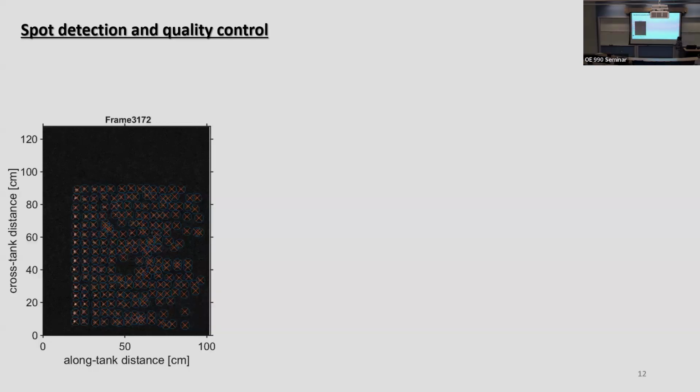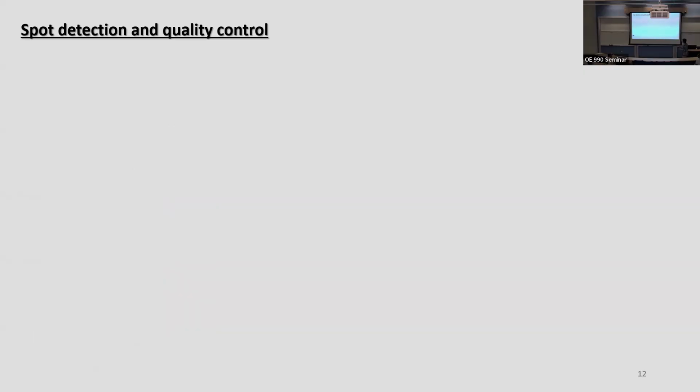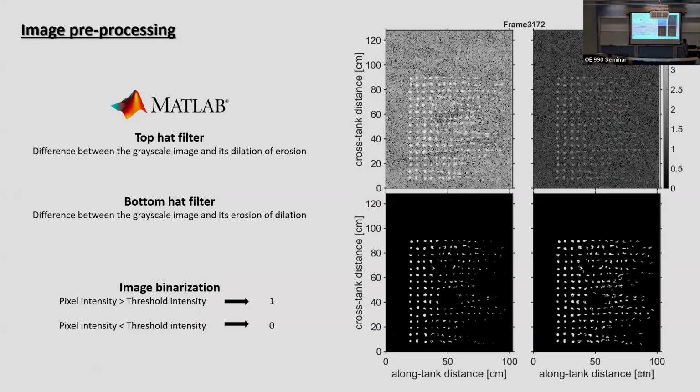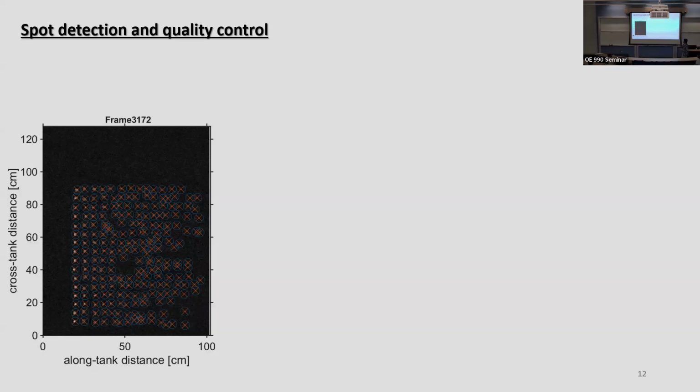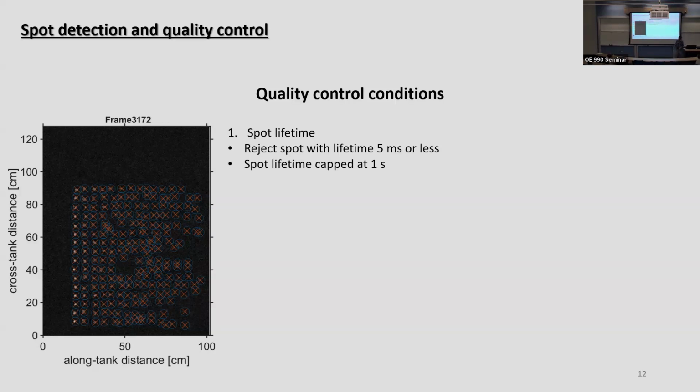Now, this is the plot that I just showed, or this is this plot right here. This is the detected version of it. These are all the detected spots. You see there are unnecessary or false detections right there. There are false detections all over the place. So we want to get rid of them. To get rid of that, we used three different quality control conditions. The first one was where we restricted our spot lifetime to 5 milliseconds.